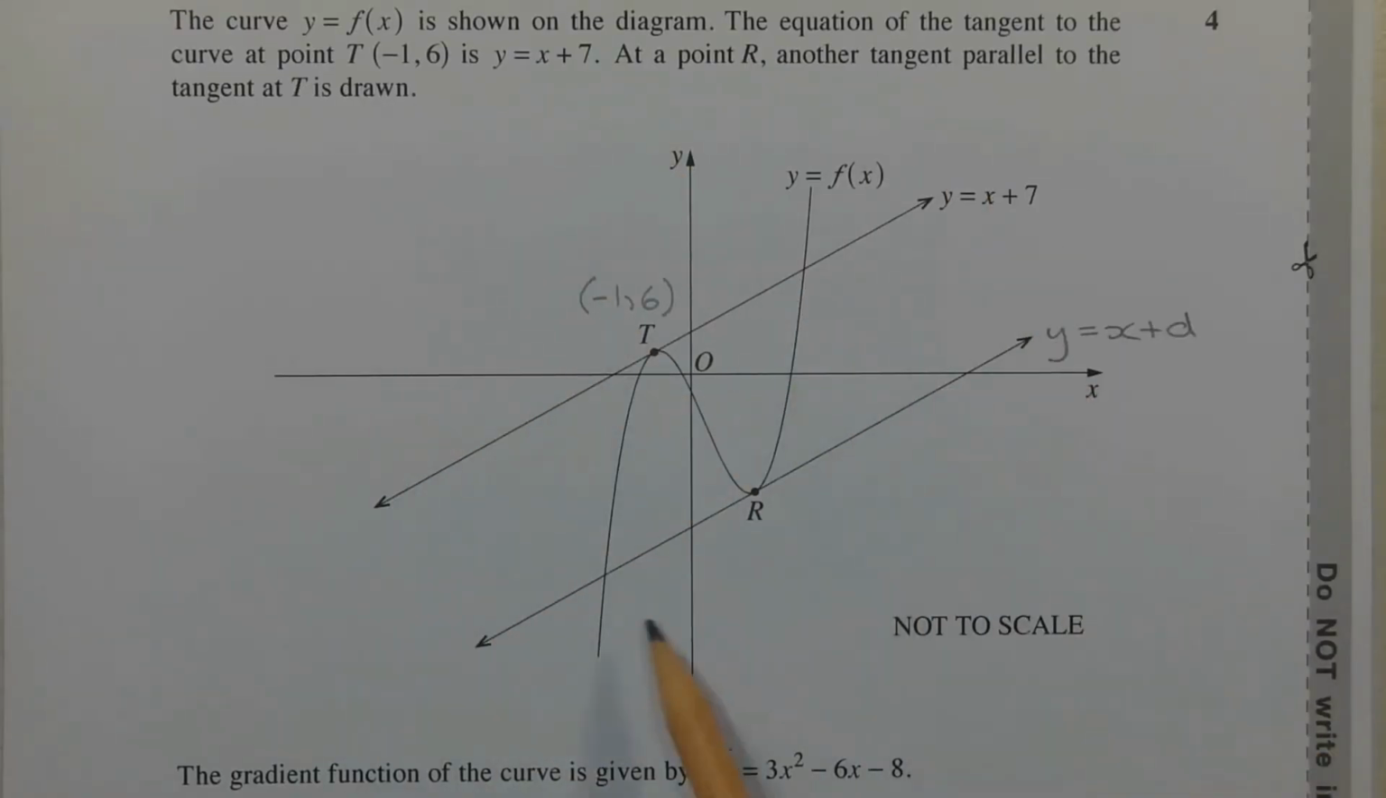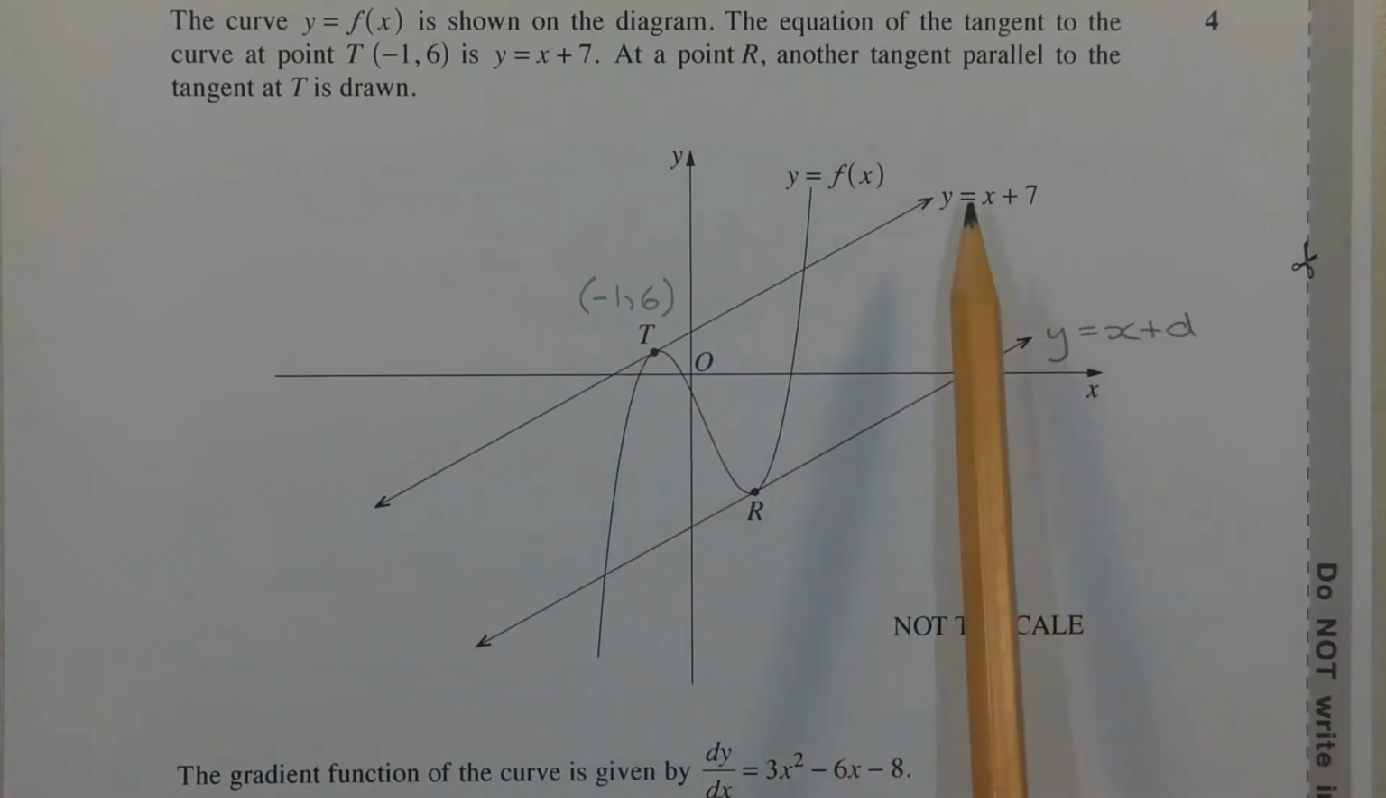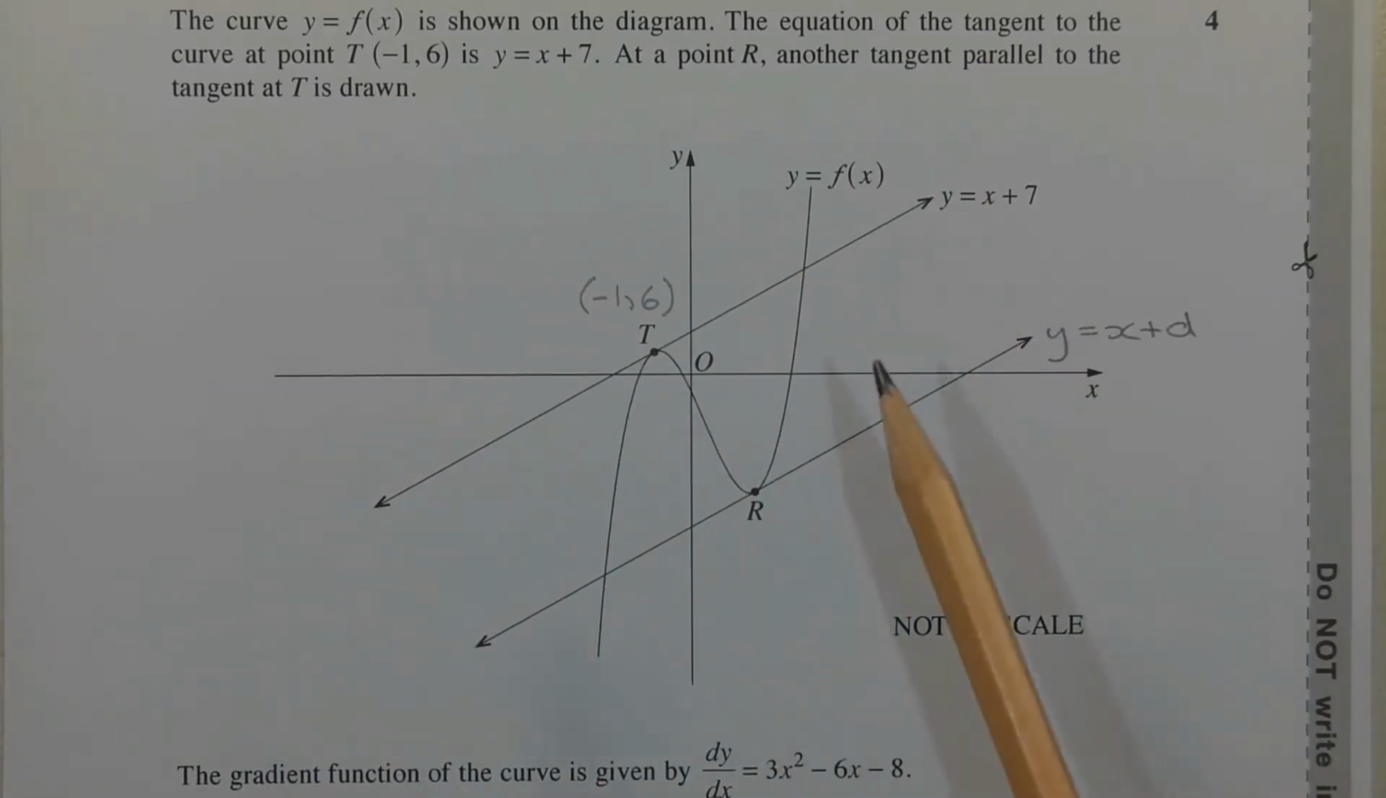Let's analyze this diagram. We have the graph of what appears to be a cubic function and two tangents drawn parallel to each other. That means they both have the same gradient. Now, the gradient of this tangent here to point T is 1. And because these two tangents are parallel to each other, the gradient of this tangent here is also 1.